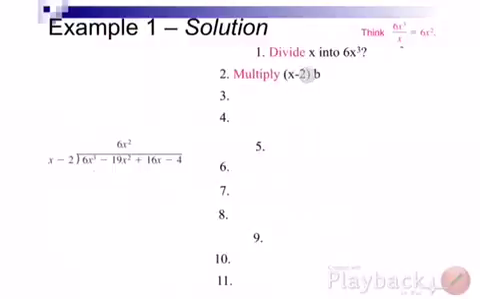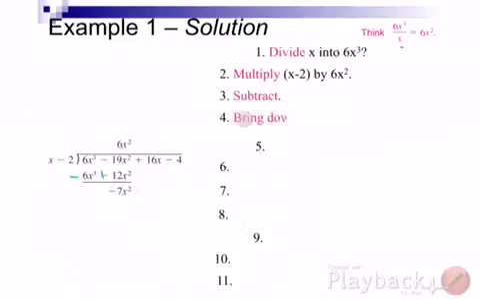If I multiply x minus 2 by the 6x squared, which is the answer I've just got, I end up with 6x cubed, since 6x squared times x is 6x cubed, and 6x squared times negative 2 gives me negative 12x squared. That's what I end up with. My third step then is to subtract. If I subtract, the 6x cubed terms cancel, and the negative becomes a plus, and I end up with minus 7x squared here.